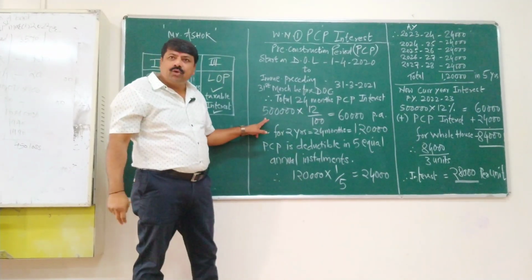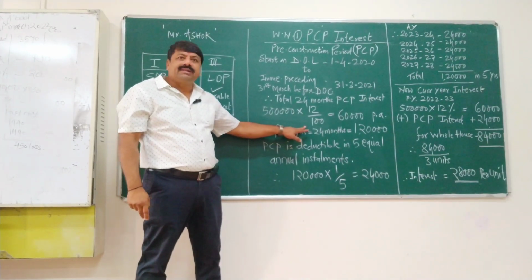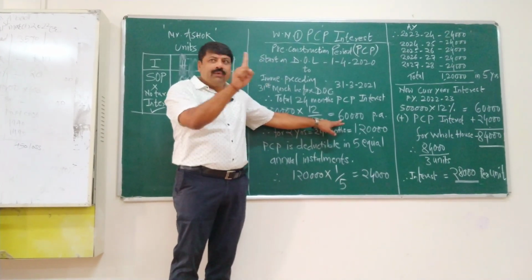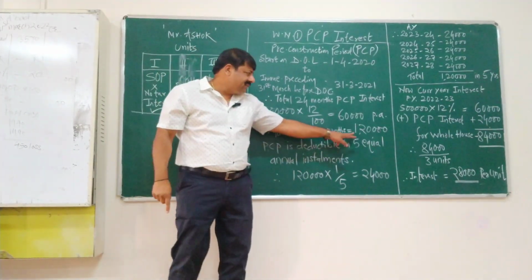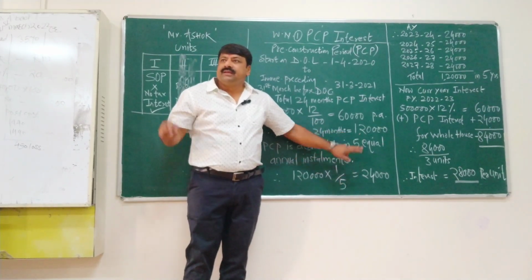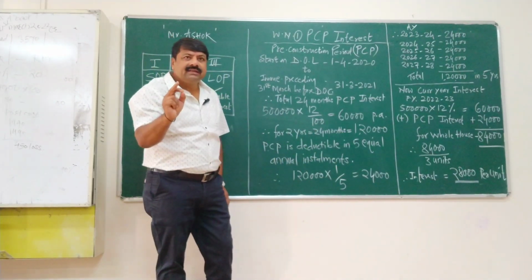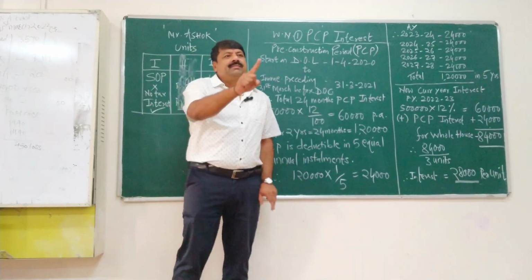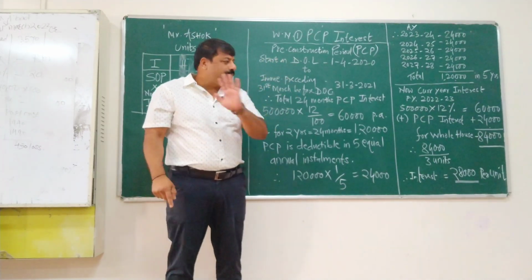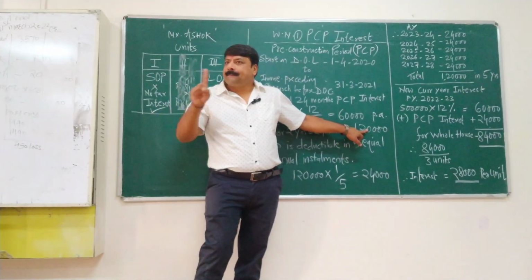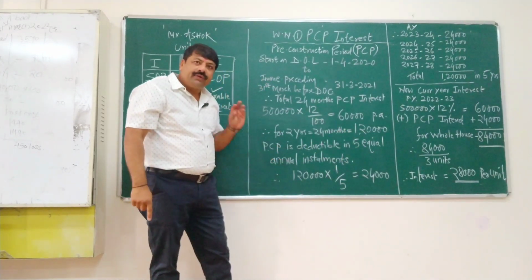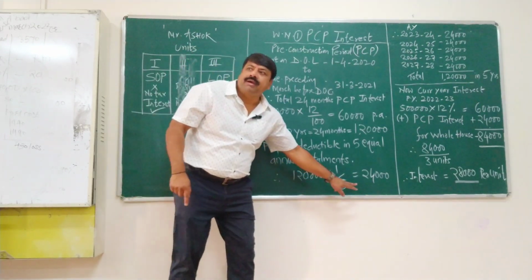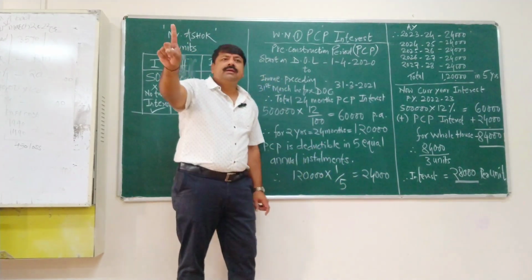Okay. So 5 lakhs loan amount into 12 by 100, 12%. So 60,000 per annum interest is payable. 60,000 for 1 year. For 2 years it is 1,20,000. Such pre-construction period interest is deductible in 5 equal annual installments. Will he get the full 1,20,000 deduction in a single year? No. Condition is what? 5 equal annual installments. So what we will do? 1,20,000 into 1 by 5 is equal to 24,000 per year.